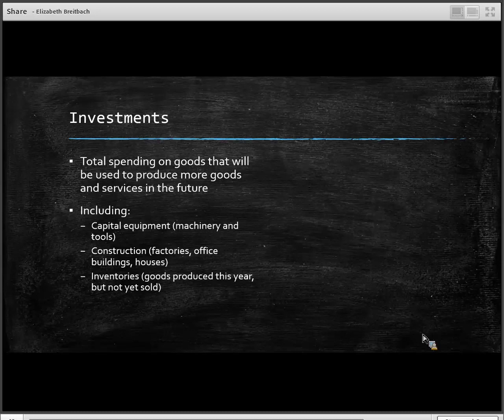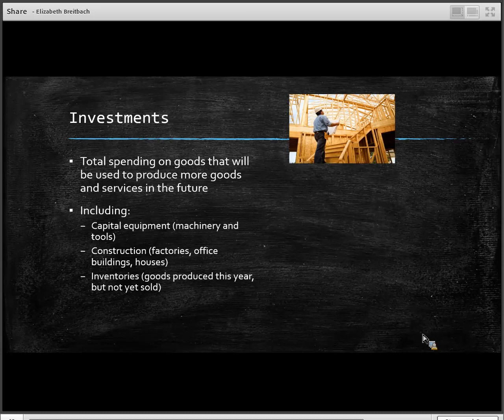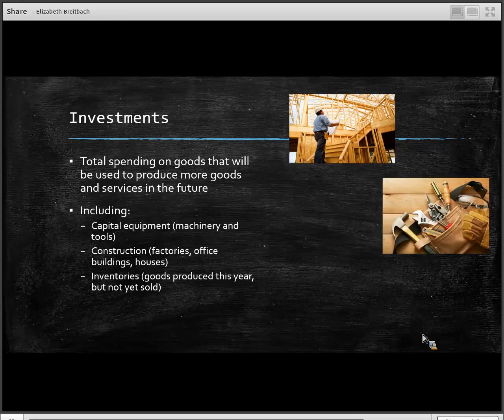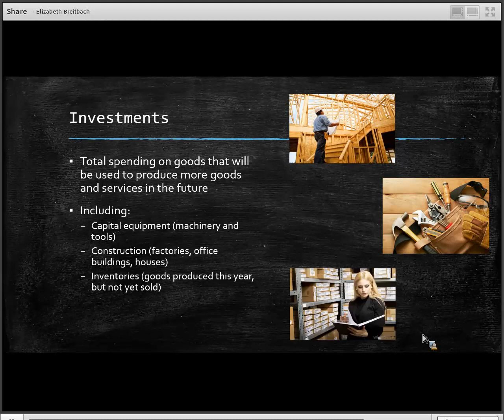So that car that we produced this year, but it's not going to be sold until next year, we want to count it in GDP this year, because next year when somebody buys it, society wasn't productive. We were productive this year when we produced the car. And so inventories are also included in GDP. So again, new construction is included in GDP, as are pieces of tool, equipment, and machinery that are going to allow us to produce more goods and services in the future, and inventories, goods that are produced this year but not yet sold.